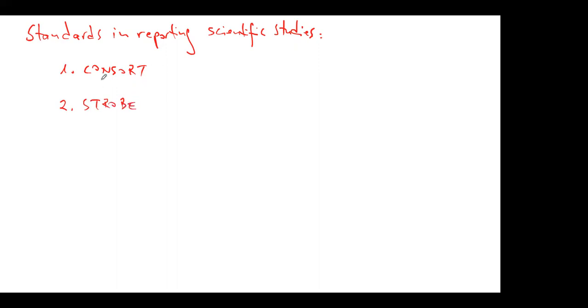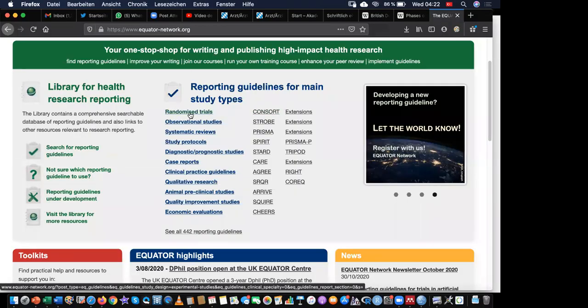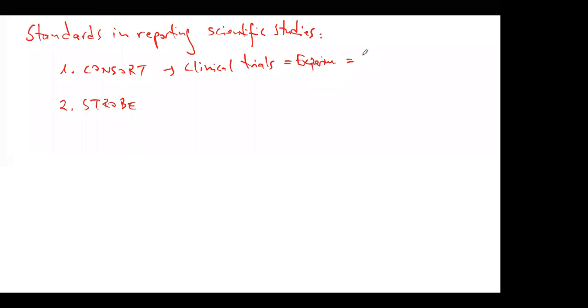And when I ask you what is CONSORT, you should be able to tell me which kind of study design it is related with. Any response? Clinical studies, clinical trials, which is equal to experimental studies, which is equal to, what was mentioned in this web page, randomized clinical trials. You can call it also the randomized trials.